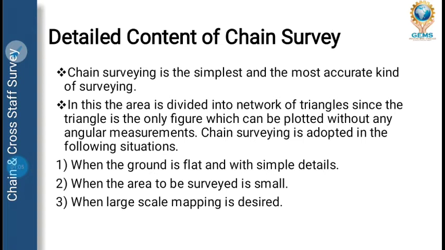So first of all we should know what is chain survey, why chain survey is used, through chain survey what we get. So it is a simple and most accurate kind of surveying where you just take linear measurement. Angular measurement is not taken, linear measurement is taken. Like a given area or a plot is divided into number of triangles, and then the area is measured with the help of chain. Like as we all know, the accurate angle is the angle which is more than 30 and less than 120 degrees.